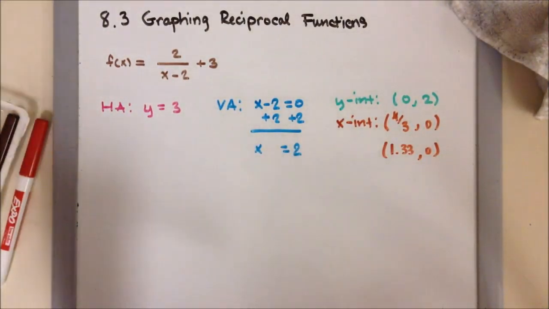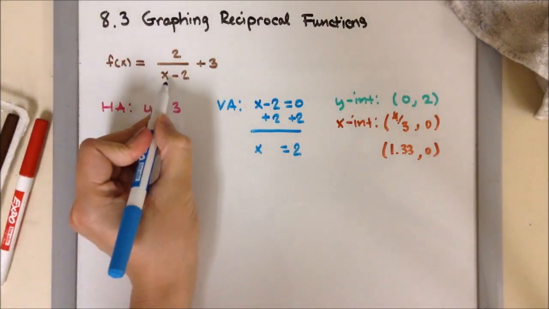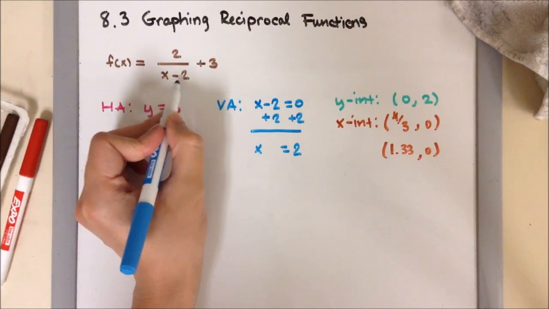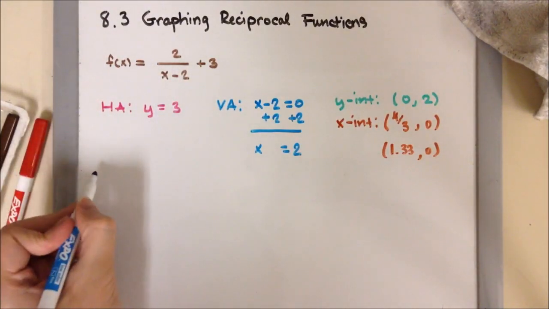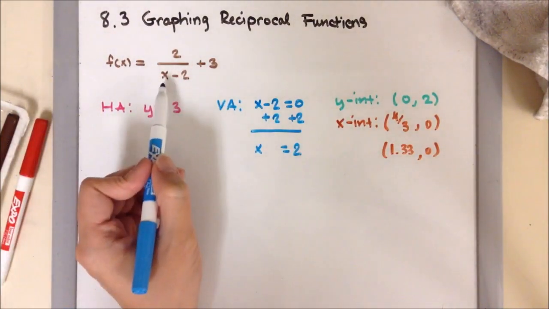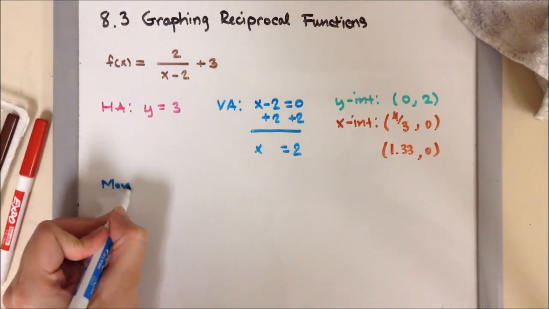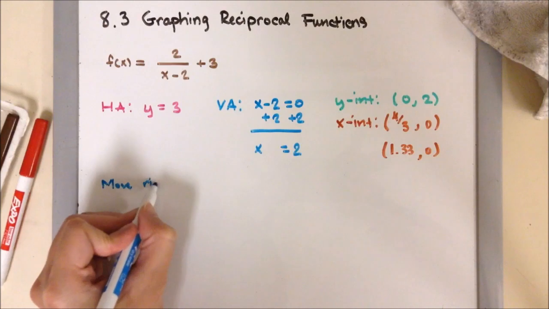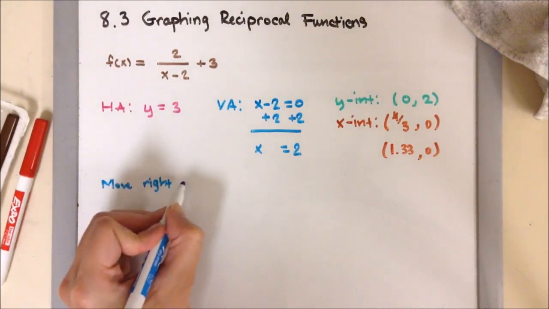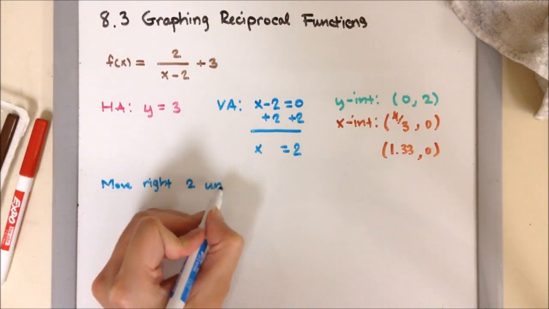So since we have on the x the -2, any number with the x will be left or right. So in this case, since it's x -2, it's going to move right 2 units.